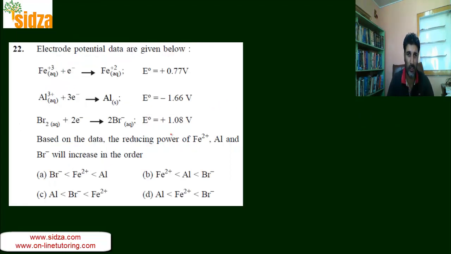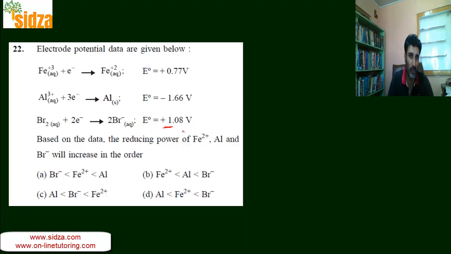Electrode potential data are given, and based on the data, the reducing power will increase in the order. So again, it's the same question. So you can see here the metal with the highest reduction potential is this one, plus 1.08, the bromine. So it will have the lowest reducing power.